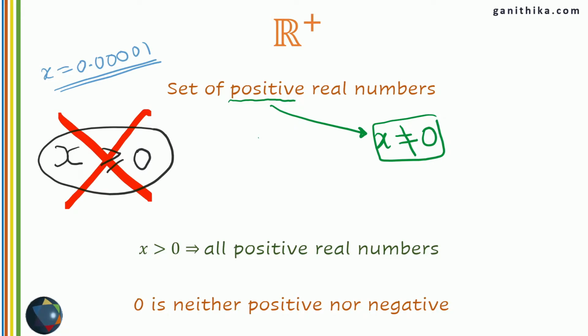Therefore, R plus and Z plus are commonly used sets in IBDP classes. So make a note of this. R plus is the set of positive real numbers which does not contain 0 but all numbers just above 0. And Z plus is the set of positive integers which contains 1, 2, 3, etc. It also doesn't contain 0. So these are the two things that you need to note before we go further.